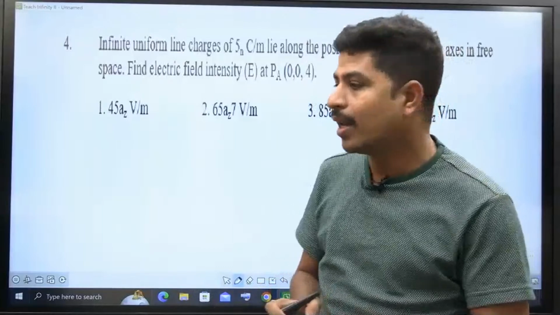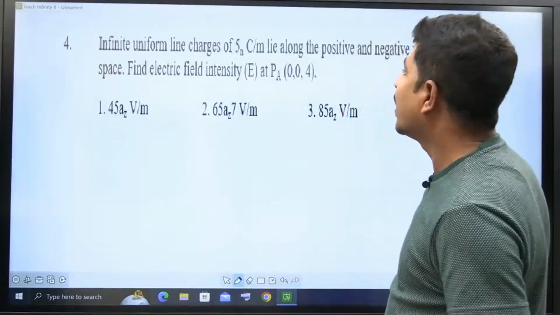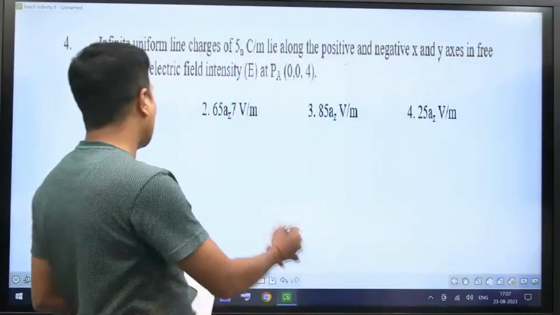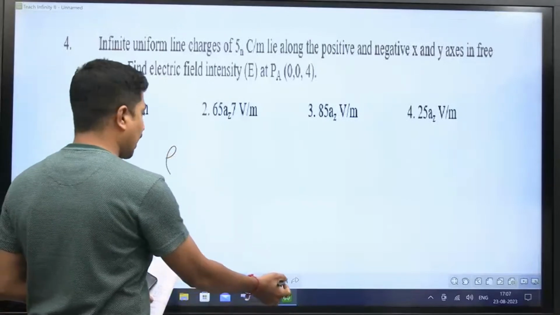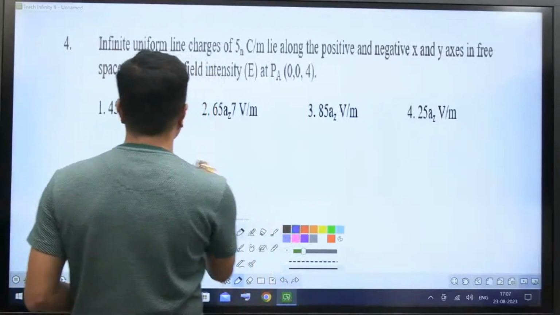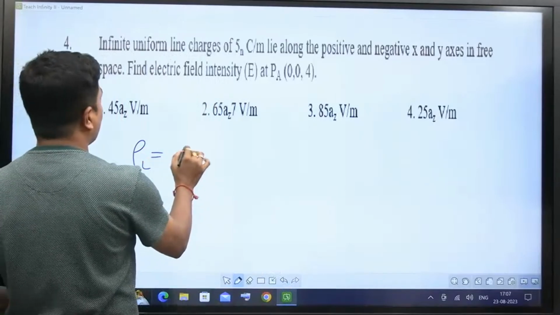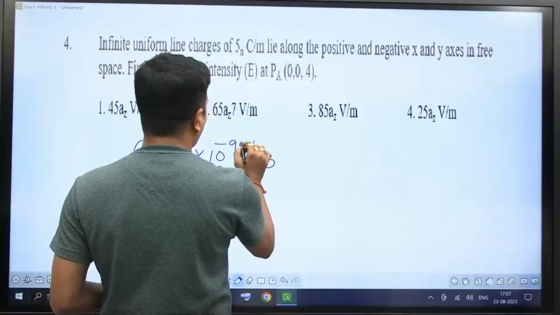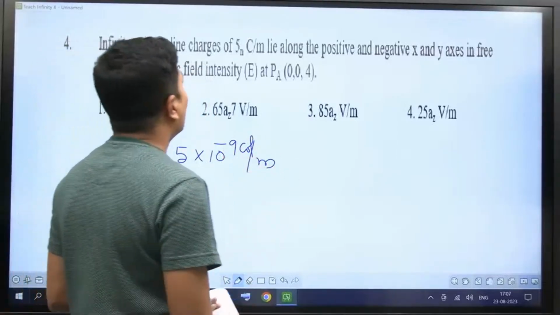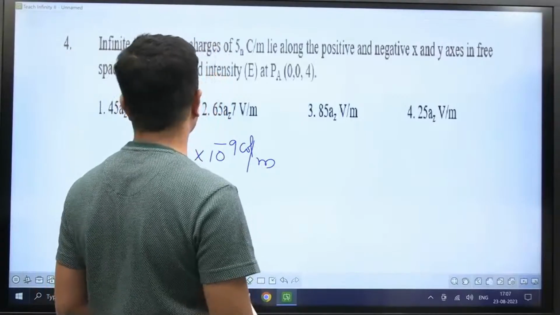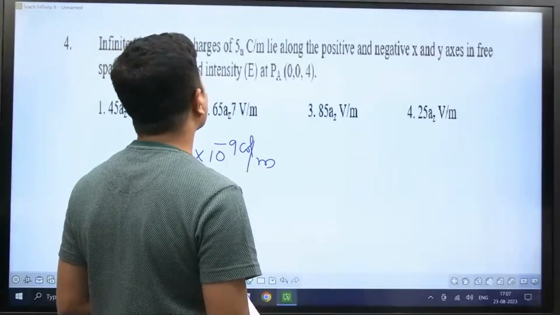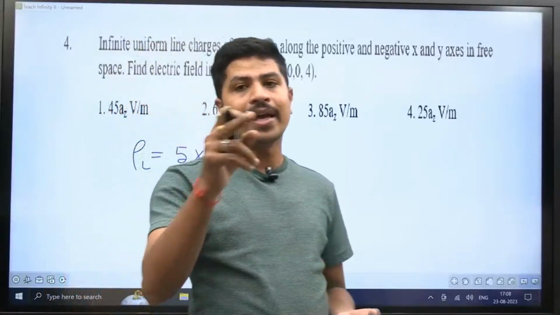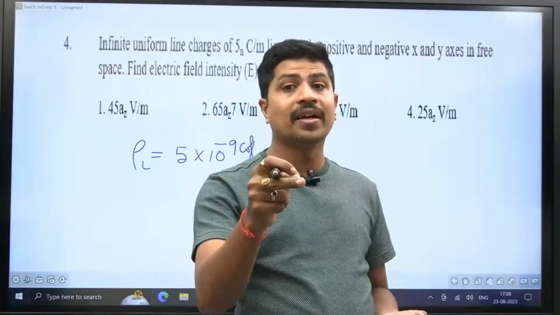Yes or not? Let's read this question. An infinite uniform line charge of 5 nanocoulomb per meter. He's saying that the line charge, an infinite line charge rho L, is taken this way, given as 5 nanocoulomb per meter. Coulomb per meter, it is a line charge, that's why it is per meter, along the positive and negative x and y axes in free space. Find the electric field intensity E at P(0, 0, 4). So he gave the charge in the x and y plane and is asking the electric field intensity in the z direction.